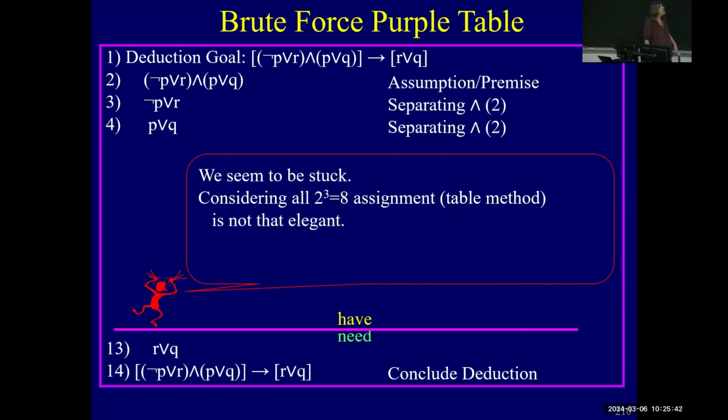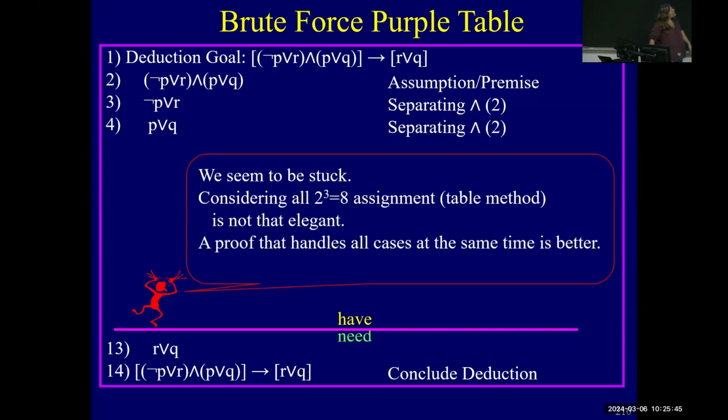Yeah, exactly. A proof that handles all the cases all at the same time would be better, right? We have all 8 cases. Can we handle them all at once? We don't know how to do that. So we're going to do what I call a Davis-Putnam proof, because that's the name I learned. We're going to have the cases. We're going to set one of the variables. So you can always, when you're desperate, start doing Davis-Putnam, right?